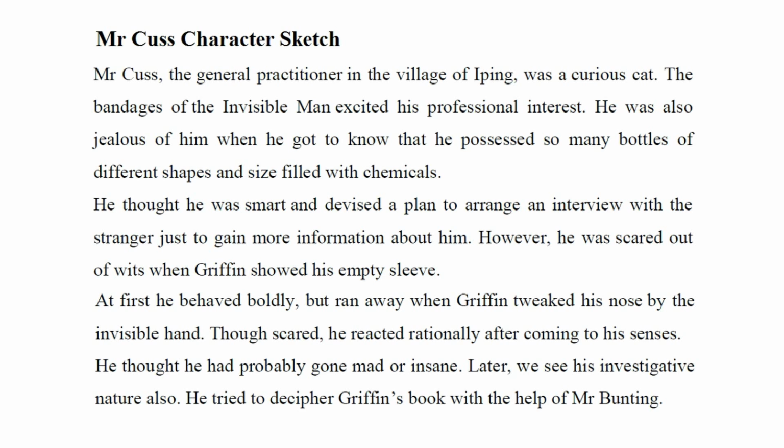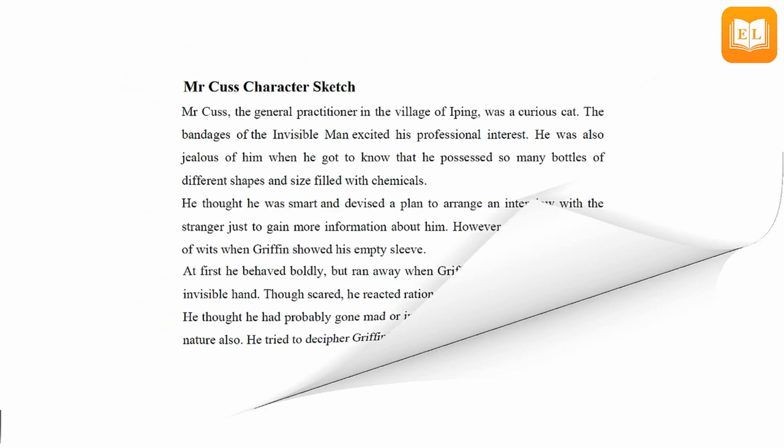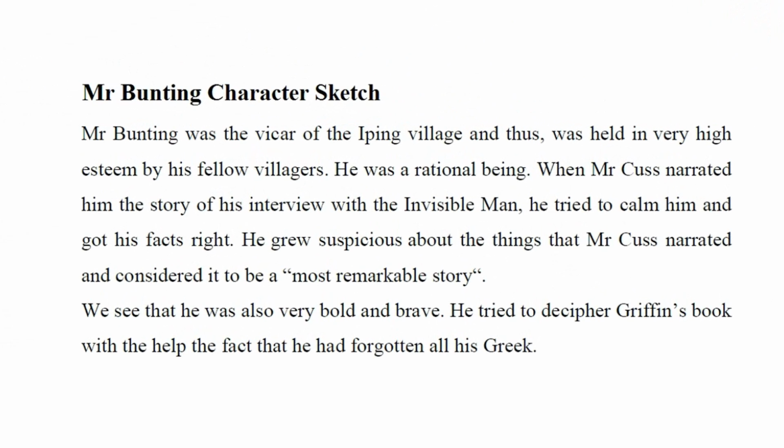At first he behaved boldly, but ran away when Griffin tweaked his nose with the invisible hand. Though scared, he reacted rationally after coming to his senses. He thought he had probably gone mad or insane. Later, we see his investigative nature also. He tried to decipher Griffin's book with the help of Mr. Bunting. Mr. Bunting character sketch.